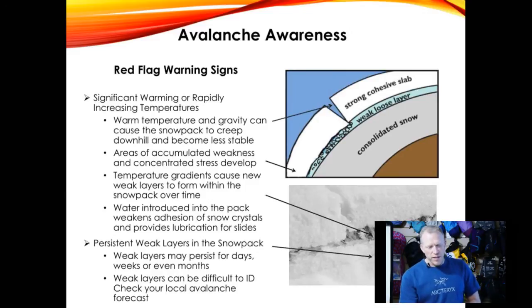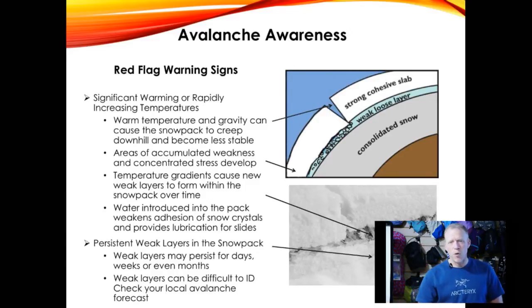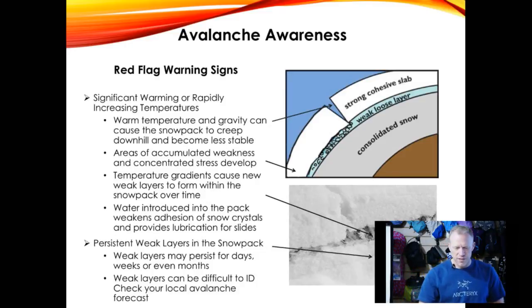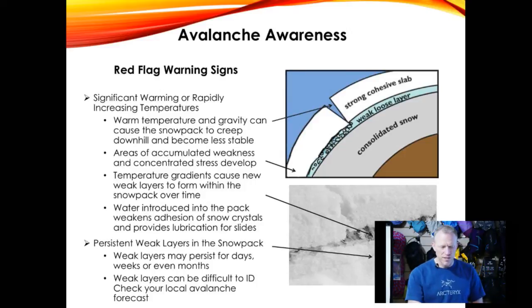Another red flag warning sign is significant warming or rapidly increasing temperatures, because this weakens the snowpack. Places that are under stress will begin to creep downhill and become less stable. New weak layers can form, and layers that were formerly bonded can come apart.